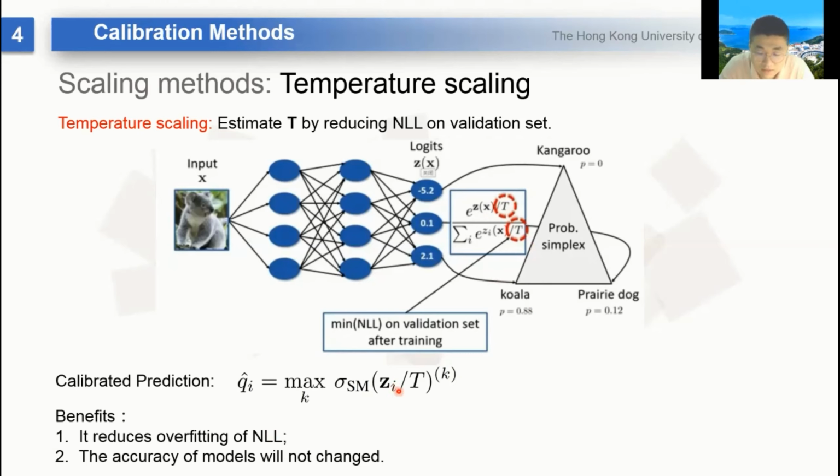There is another benefit. The accuracy of models will not change. This is because all logits are divided by the same T, so the relative size of logits will not change.